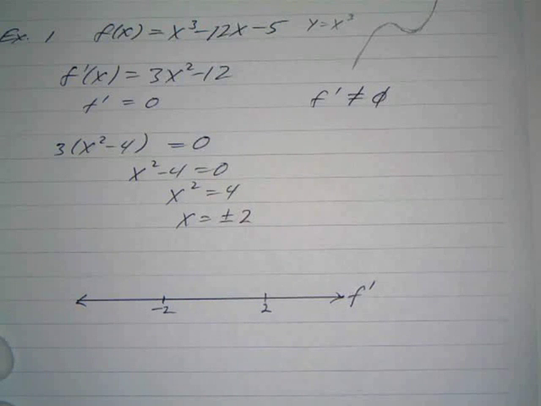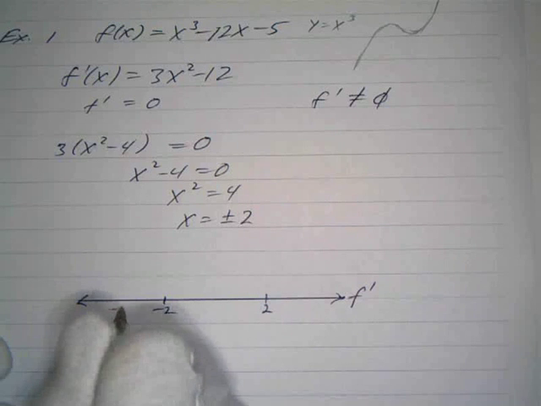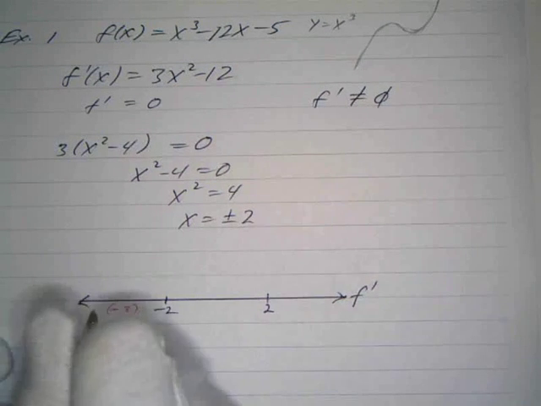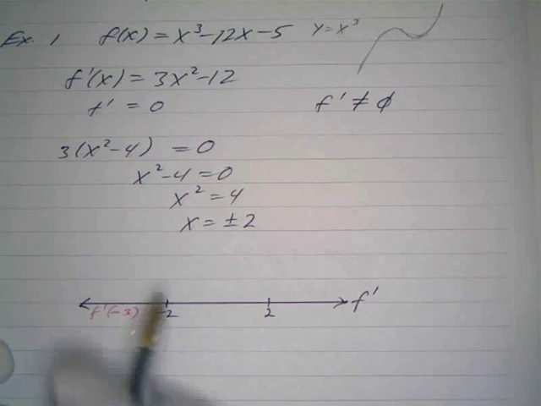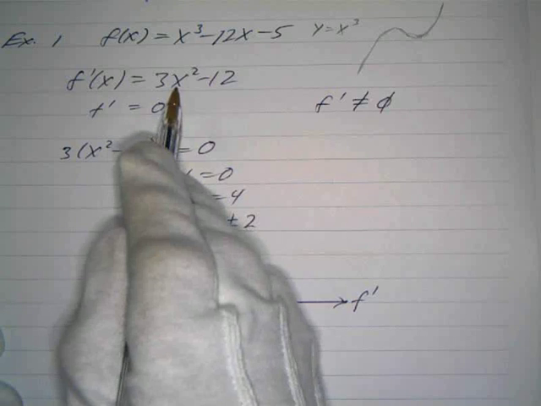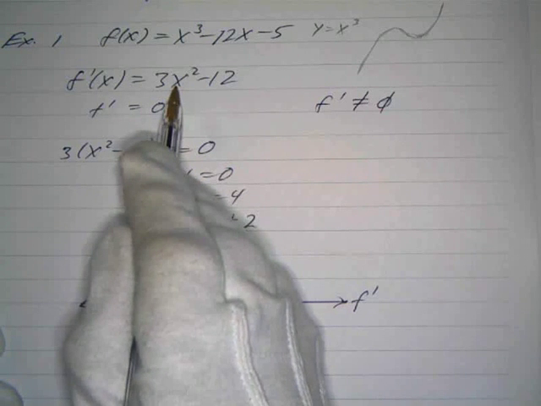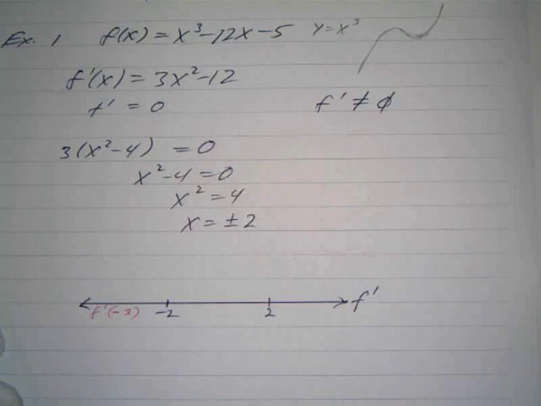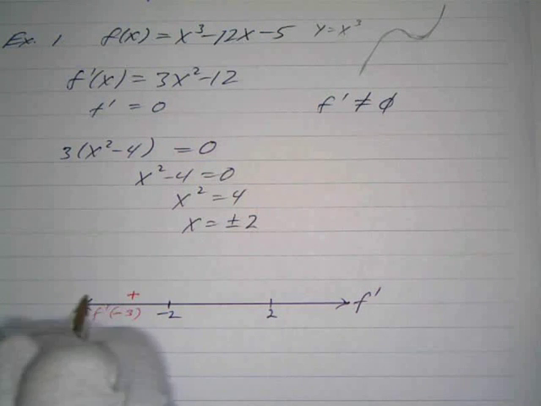Okay, so let's try a value. Let's try negative 3, because that's smaller. So we could try f prime of negative 3 and see what that is. So if I put negative 3 in here, negative 3 squared is 9. 3 times 9 is positive 27. So that's going to be positive. It's going to be positive all this area.